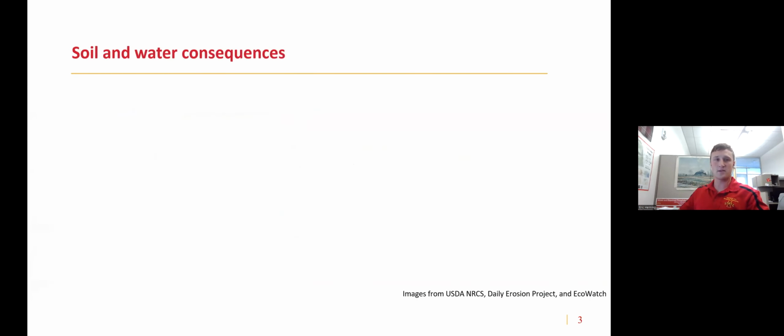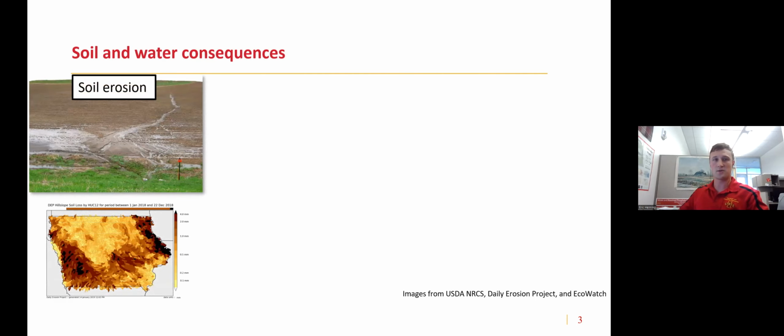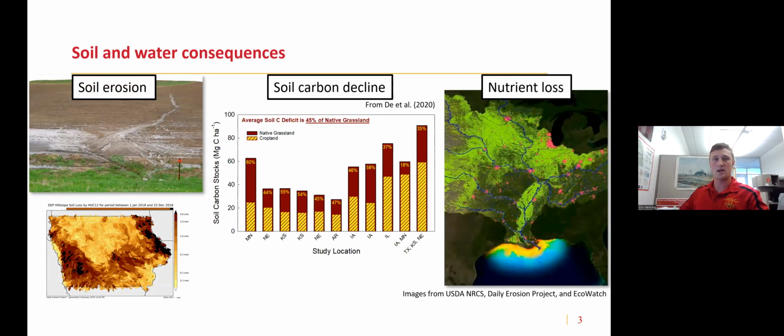Now, with that dramatic land use change, there have been some soil and water quality consequences, including soil erosion, soil carbon decline, and nutrient loss. With this transition from a perennial landscape with native prairie to an annual cropping system across much of the state, our soils are left uncovered on the tail end of the growing season, as you can see in that picture on the top left under the soil erosion heading. Unfortunately, this can be a common sight as you drive across our state in the spring, where gullies form after a big rain.